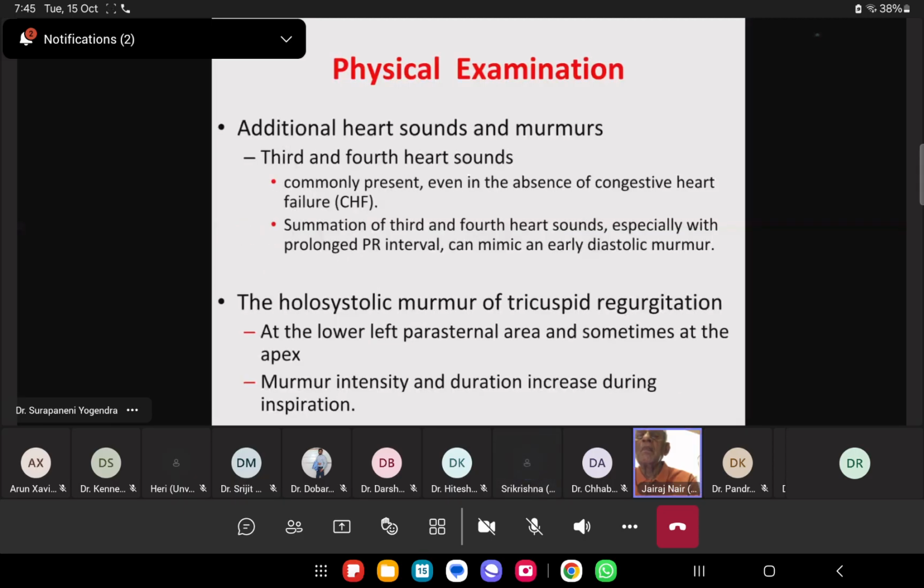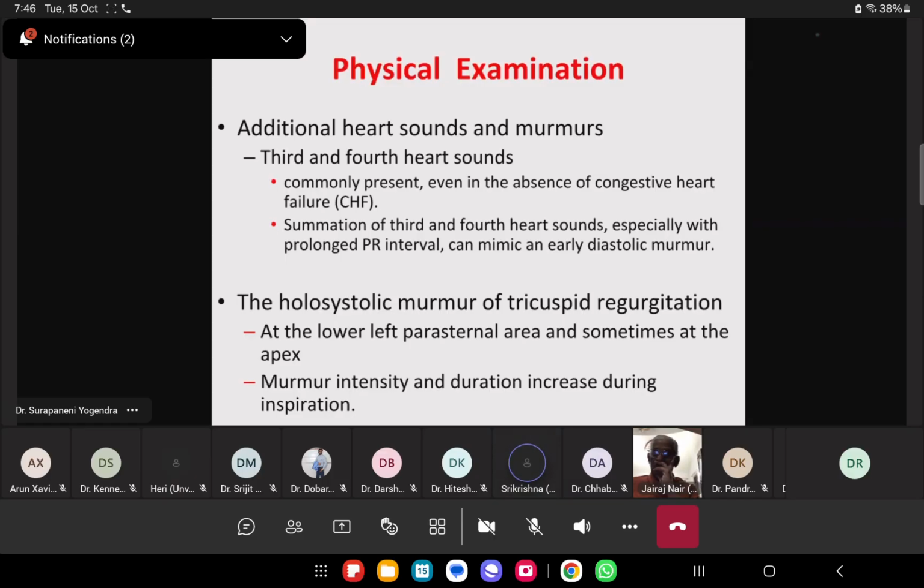Additional heart sounds and murmurs. Third and fourth heart sounds are commonly present even in the absence of congestive heart failure. Summation of third and fourth heart sounds, especially with prolonged PR interval, can mimic an early diastolic murmur. Holosystolic murmur of tricuspid regurgitation at the lower left parasternal area and sometimes at the apex can be heard. Murmur intensity and duration increase during inspiration.